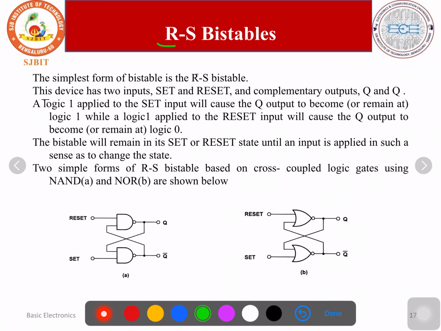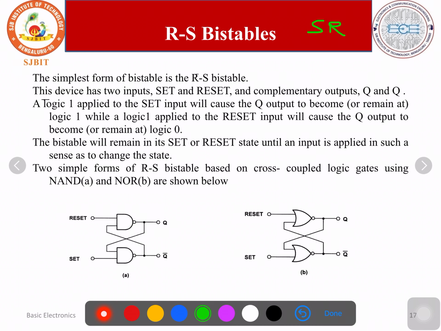In this video, let us discuss the RS bistable. The R stands for reset, S stands for set. So whenever you hear set, remember it is 1. Whenever you hear reset, just remember 0. Reset means 0, set means 1. RS bistable is the simplest form of the bistable. In some textbooks, it is also called the SR bistable. Nothing to worry. S stands for set, R stands for reset. So RS bistable or SR bistable, they are one and the same.